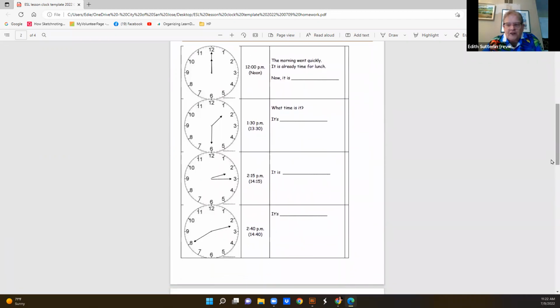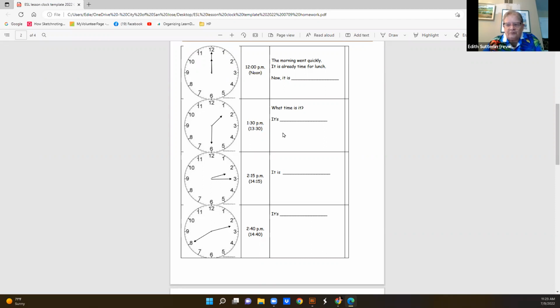The morning went quickly. It is already time for lunch. Now it is 12 noon. So you can say now it is noon, now it is 12 noon, or now it is 12 o'clock. So let's practice those. It's 12 o'clock. It is 12 noon. It's noon. What time is lunch? At noontime. Noontime.